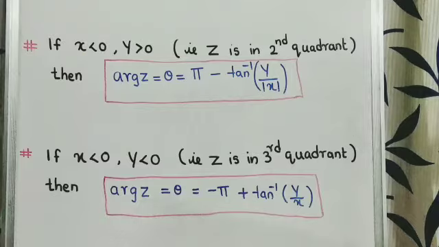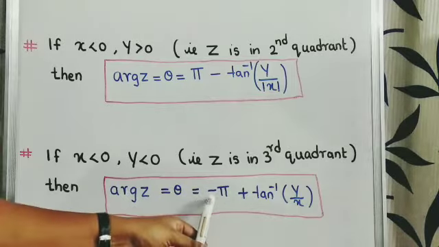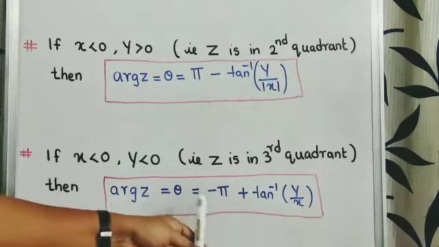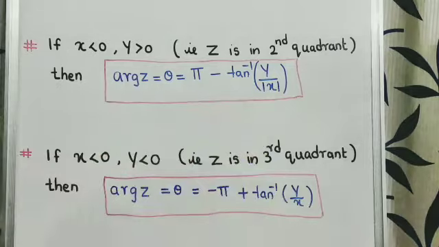Next is the third one. In z is equal to x plus iy, if x is less than 0 and y is less than 0, that means z is in the third quadrant. Then arg z, that means theta, can be calculated using the formula minus pi plus tan inverse y by x.